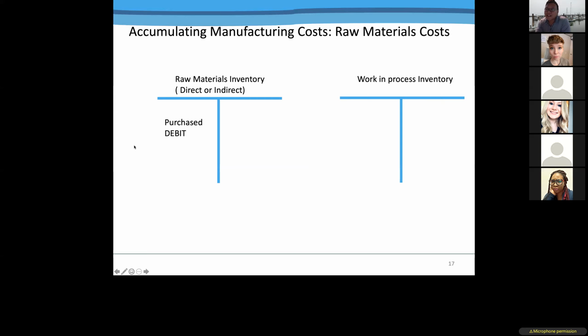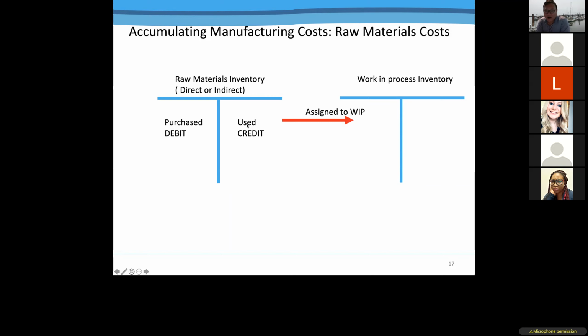How about when you use it? When you use the materials, do you debit or credit? You credit your raw materials, right? You use the materials. Now where do these materials go? The physical flow, where does this raw materials go? Work in process inventory, right? So in this case, do you debit work in process or credit work in process? Debit. Right? Okay, very good.